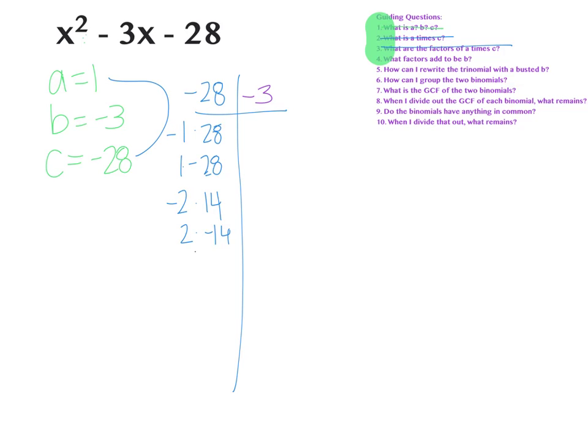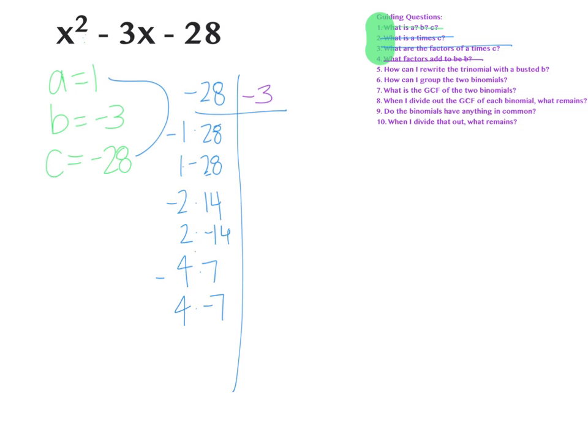4 does go into 28, so it would be 4 times 7. -4 times 7, or 4 times -7. 5 doesn't go in, 6 doesn't go in, and then 7 we already have, so we're good. These are all the factors of -28. Now, if you start to get the hang of this and you don't have to write down all these factors, if you can see immediately what it is, don't worry about that.